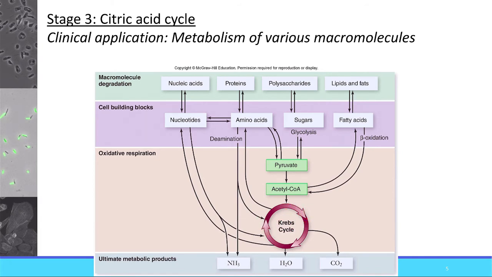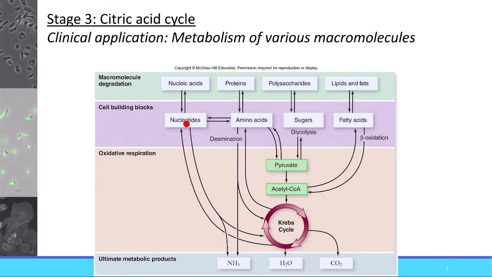So let's take a look at our lipids and fats. We have fatty acids that go through something known as beta oxidation, and if you're interested in all the nitty-gritty details of what happens in metabolism in this chart, you'll actually learn it in biochemistry. After it goes through beta oxidation, we have acetyl-CoA that gets fed into the Krebs cycle. If we take a look at amino acids, they go through a process known as deamination, and that gets fed into the Krebs cycle.